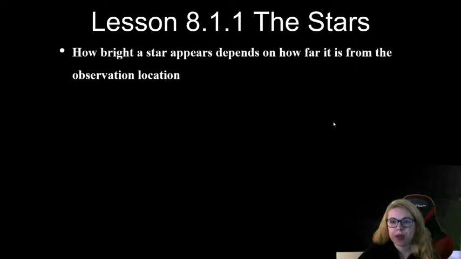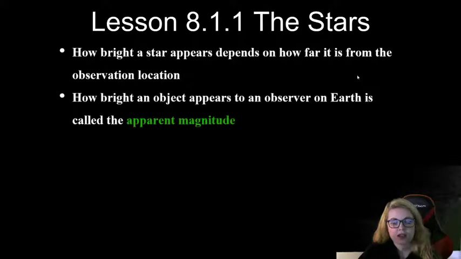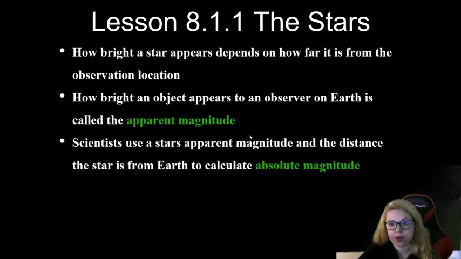Okay? And so how bright a star appears in the sky depends on how far it is from your observation location. For us, because we are not astronauts, we observe from Earth, right? And depending on where Earth is in its orbit is going to dictate where we are relative to the stars. How bright an object appears to an observer on Earth, like ourselves, is called the apparent magnitude. Okay, and that's one of the vocabulary terms in your book.